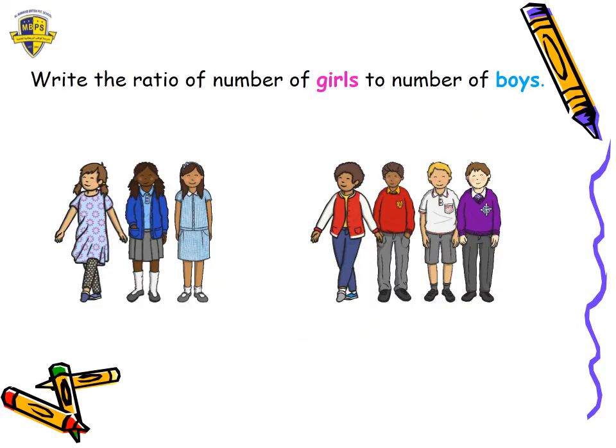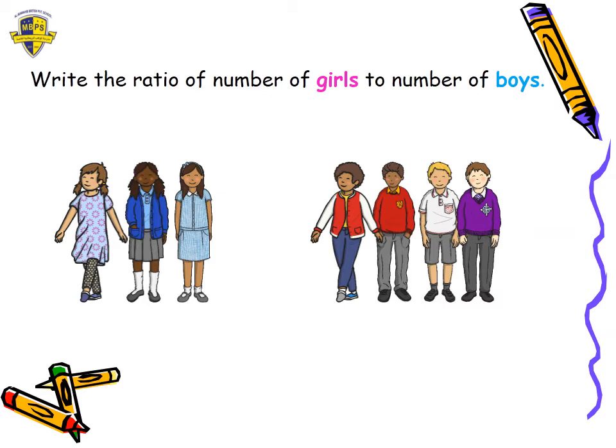So now we learn one more word, proportion. Proportion means to find the ratio, but not between two items, no, between one item and the total of all items we have. Let's solve this example.